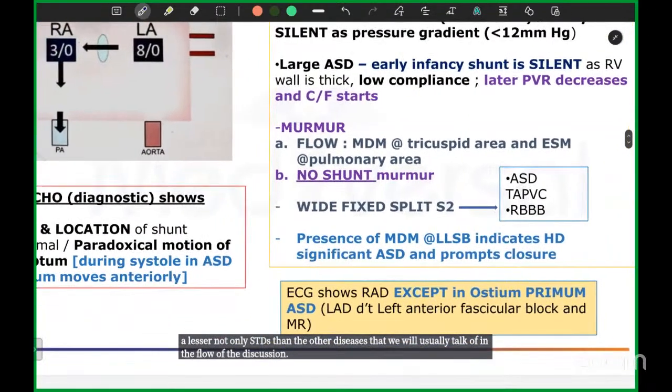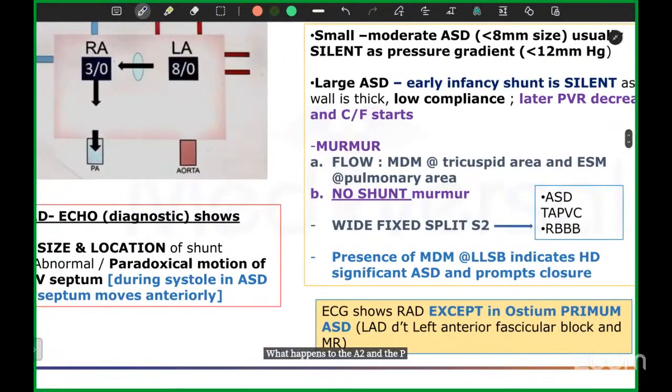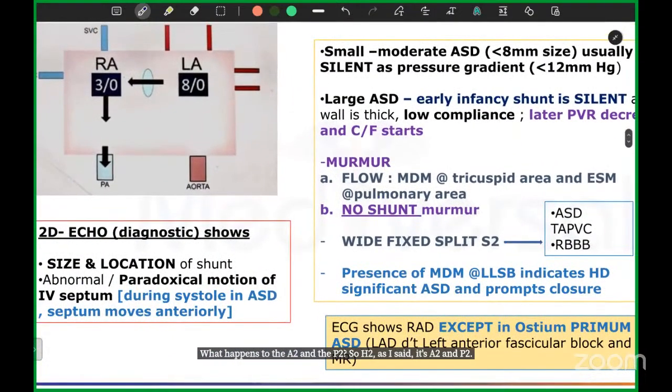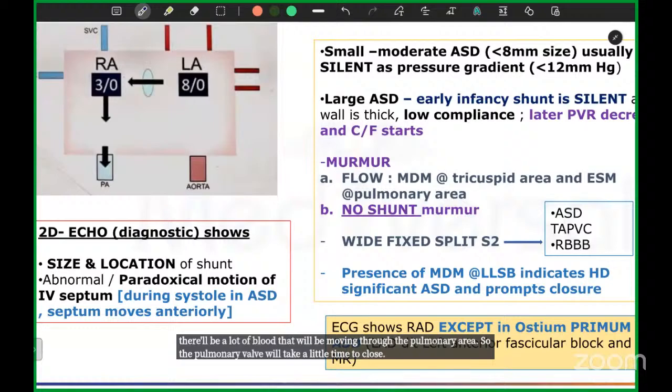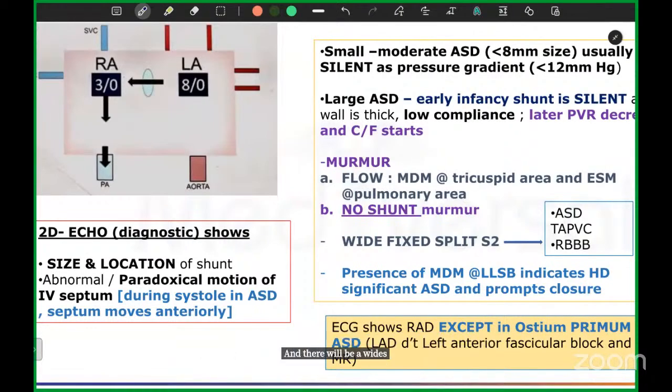What happens to the A2 and the P2? So S2, as I said, it's A2 and P2. There'll be a lot of blood moving through the pulmonary area, so the pulmonary valve will take a little time to close, and there will be a wide split. That is clear. But what is this fixed split?